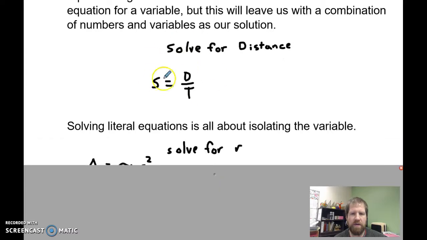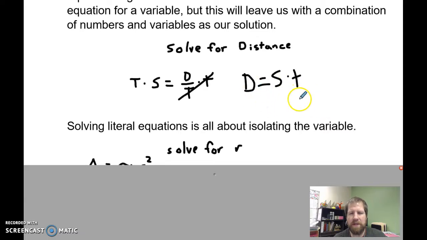So if I have the same equation, but I want to solve for distance, my goal is to isolate the variable that I'm trying to solve for. Okay, I'm trying to get d all by itself. So if I have distance over time, I'm dividing by time, so I'm going to multiply by time on both sides and cancel those, and that gives me distance is equal to speed times time.